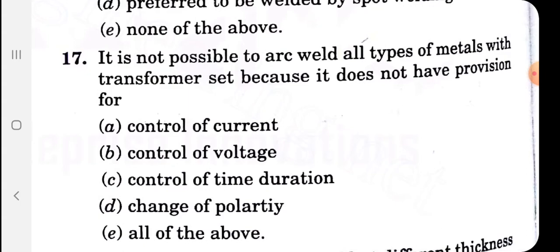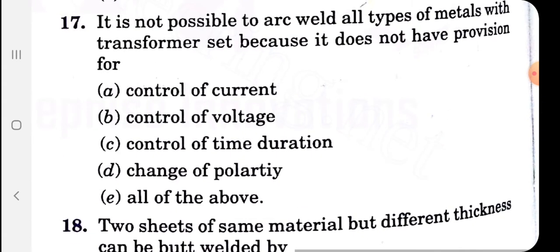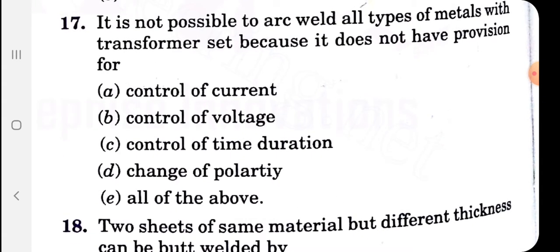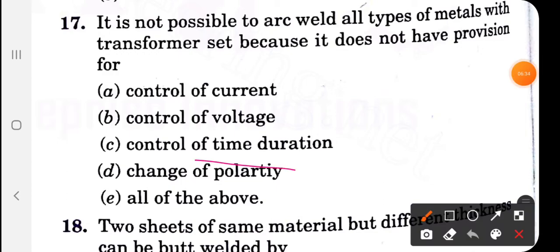It is not possible to arc weld all types of metals with the transformer set because it does not have the provision for. 17th is, that is D, change of polarity.